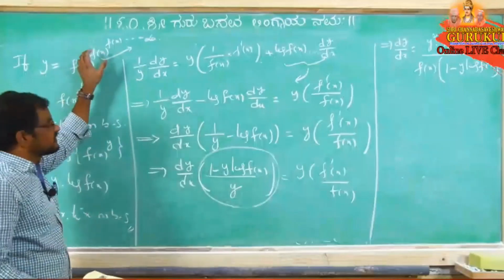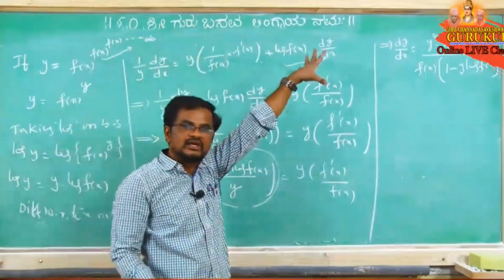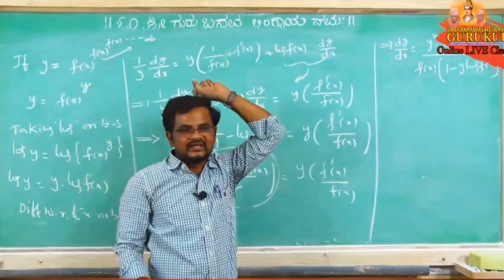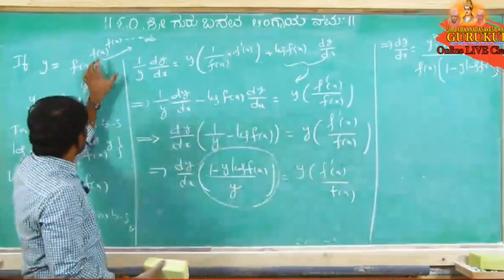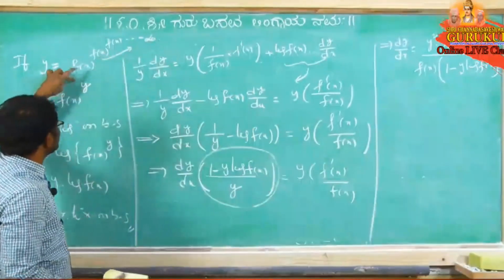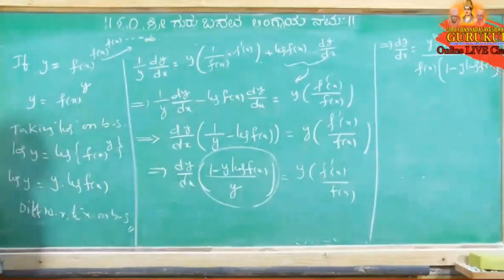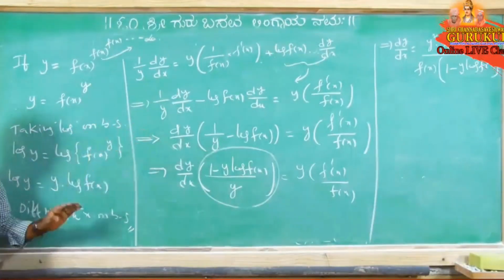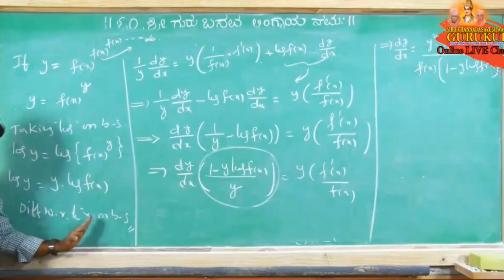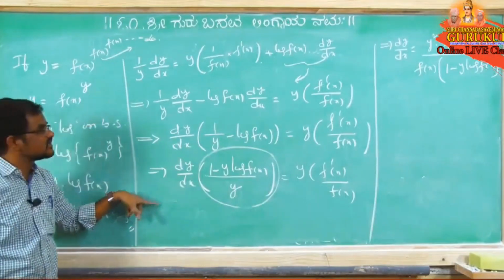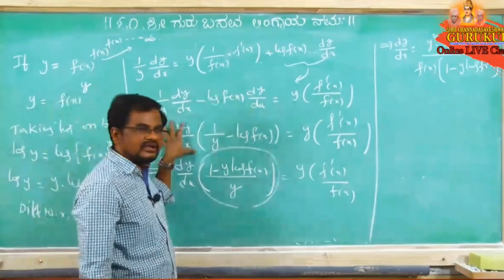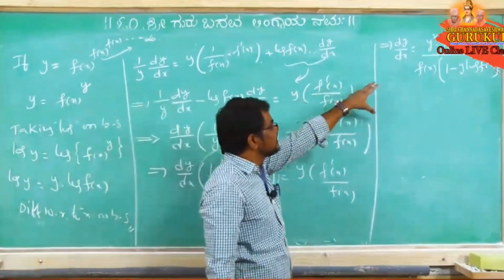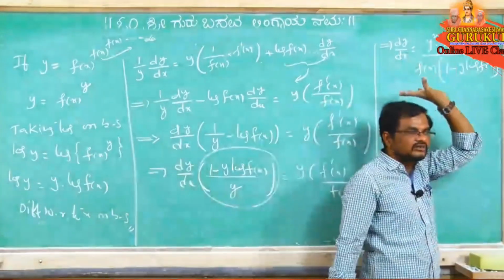y equals f of x, f of x, f of x, up to infinity. What you took first, where it is repeating, that one again you take as y. So taking log on both the sides like the previous type, a product of two functions, differentiating with respect to x on both the sides, and dy by dx common here. After that dy by dx equals y square into f dash x.